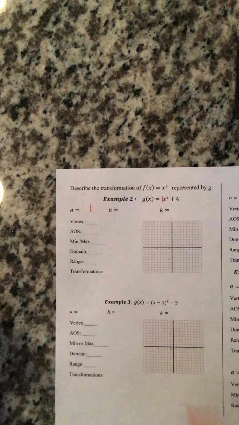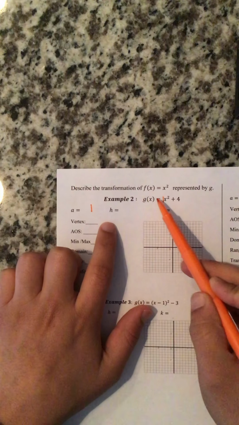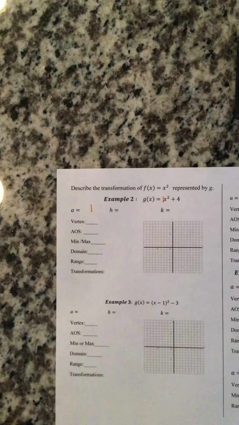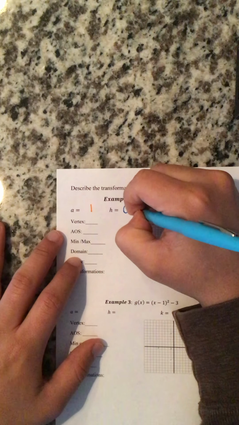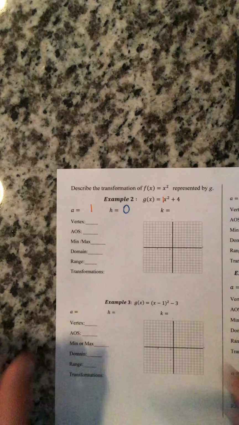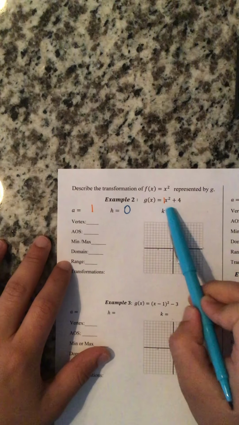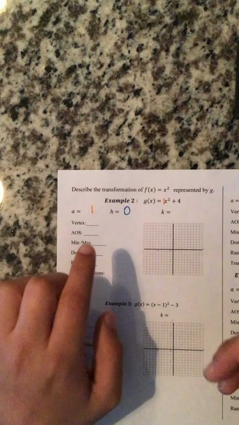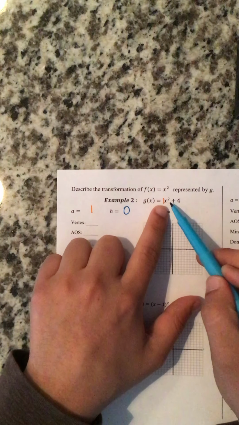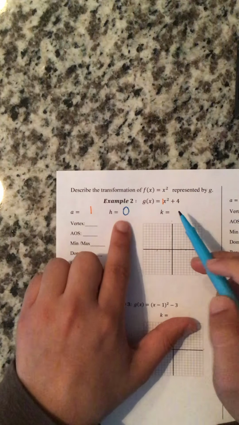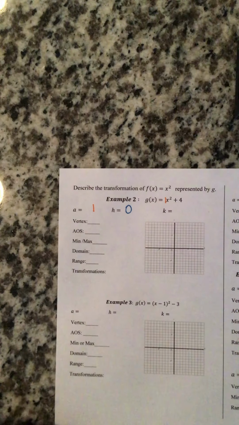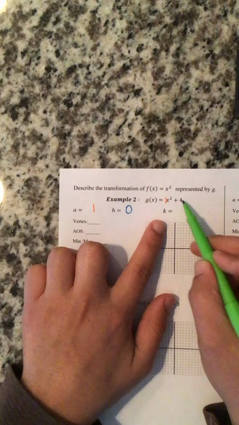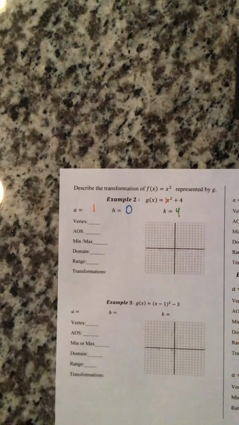Now let's go to h. Remember, h is the number inside the parentheses. Do I have a number inside the parentheses? I don't, I don't even have parentheses. So we're going to put a 0 there. We cannot put an imaginary 1 here because if I had a 1, that would tell me I have a horizontal translation. If I don't have a number in parentheses, or say I didn't have a number in the back, you would put a 0 for h or k. But because I have a 4 here, our k is a positive 4.